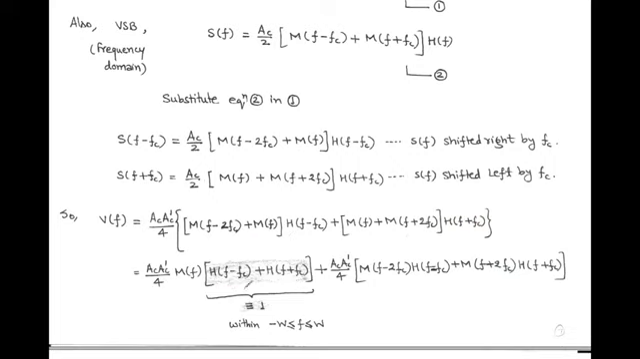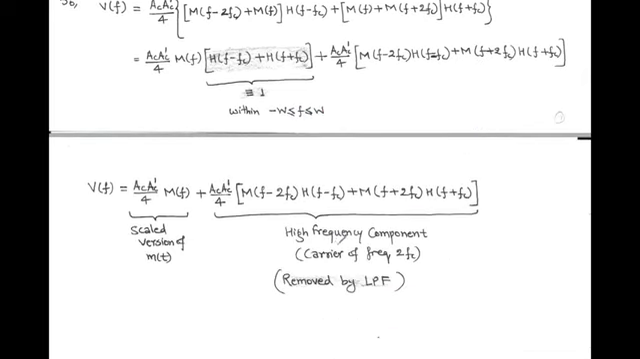In the first term, we have within bracket H(f minus fc) plus H(f plus fc) having common term M(f), and this H(f minus fc) plus H(f plus fc) is equal to 1 according to the property of the sideband shaping filter within frequency between minus W to W. And the second term corresponds to the higher frequency component having carrier of frequency twice fc, and these are the unwanted terms and can be removed by using a low pass filter.